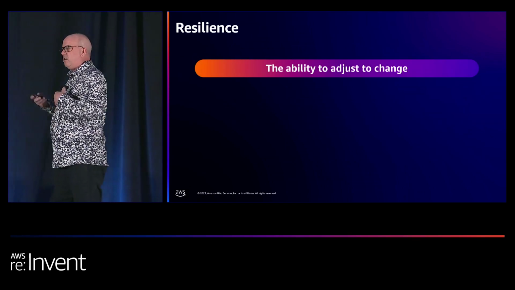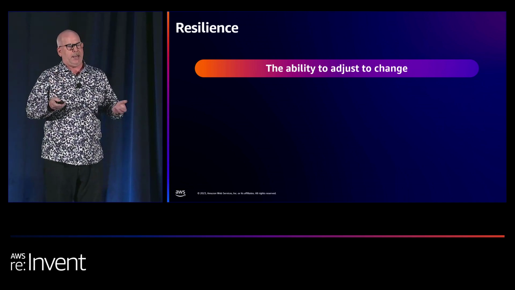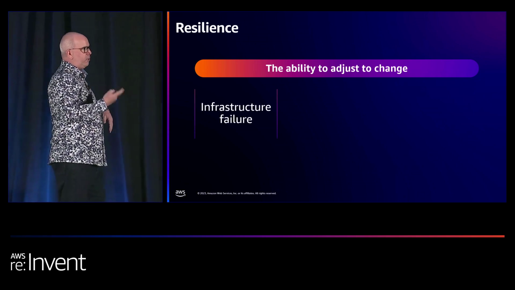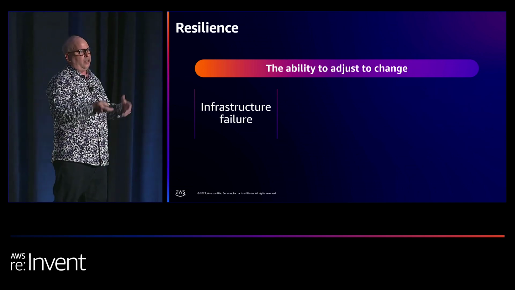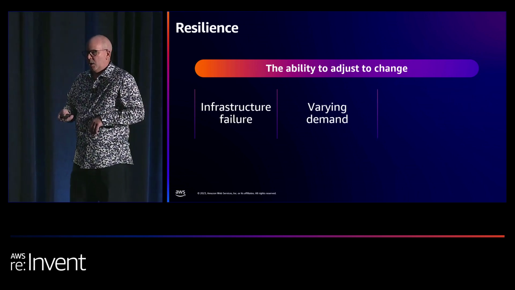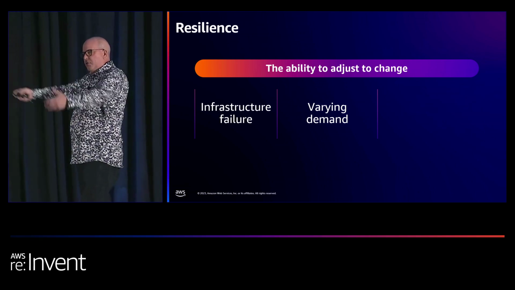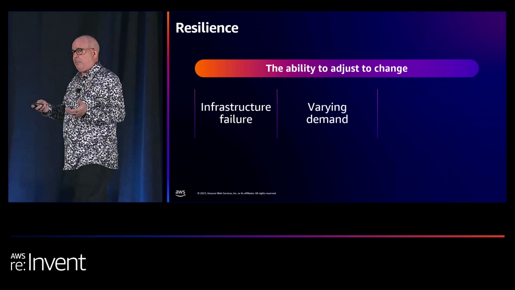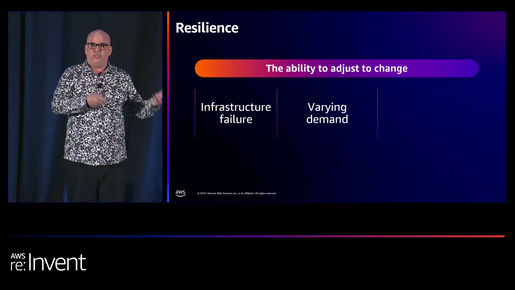And so when I talk about resilience, what I'm talking about is the ability to adjust to change. And that change comes in several forms. For an application, usually we first start thinking about it in terms of infrastructure failure, like a disk failing or a server dying. And certainly we need to be resilient to that. But we also need to be resilient to variance in demand, like a surge of new traffic that we have to be able to handle. And by the way, resilient applications should also be able to handle demand changes in the other direction, right? When things get a little quieter.